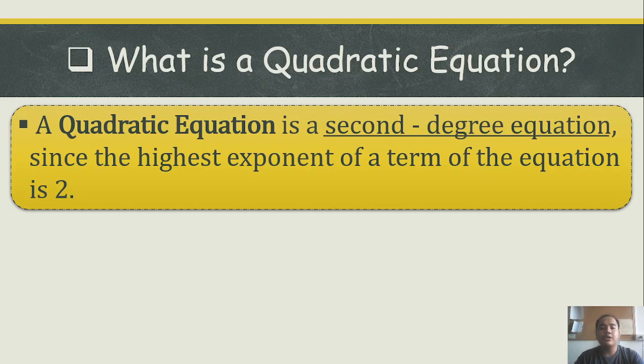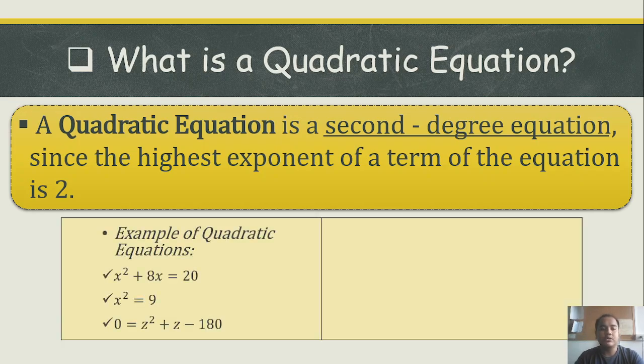Again, a quadratic equation is a second degree equation. So here are some examples. So we have here examples of quadratic equations. The first one is x squared plus 8x is equals to 20. So the highest exponent here is 2 ng variable x. It means it is a quadratic equation. The second example, x squared is equals to 9. So same lang, second degree equation din siya. And the last example is 0 is equals to z squared plus z minus 180. So second degree equation din siya. So it means quadratic equation.